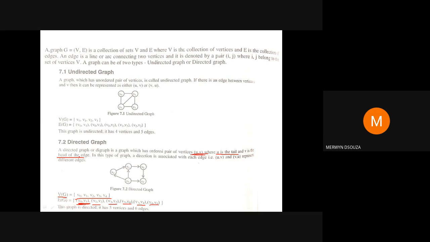The important thing to know about a directed graph and an undirected graph is, here I could have named the edge anything that I wanted. Either it could be V0, V1 or V1, V0. Here, depending on the direction, since the edge is going from V0 to V1, the direction is specified. The name has to be V0, V1. That is the most important difference between these two.